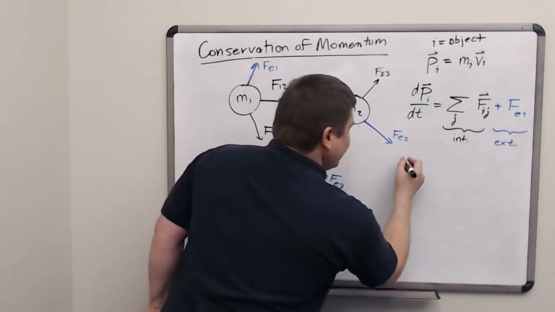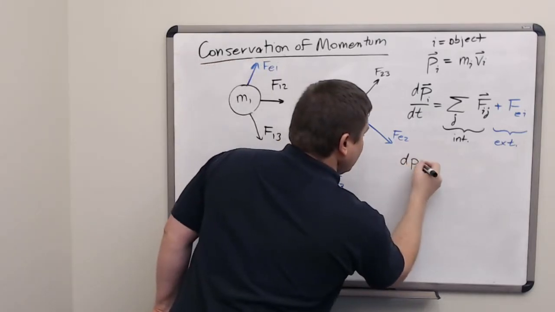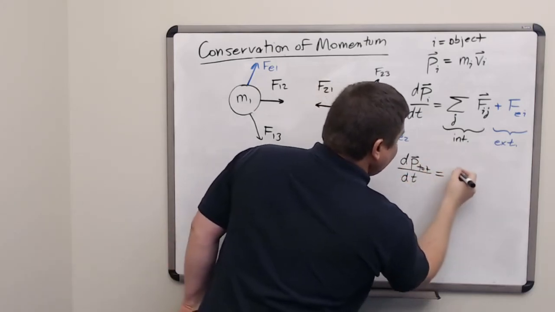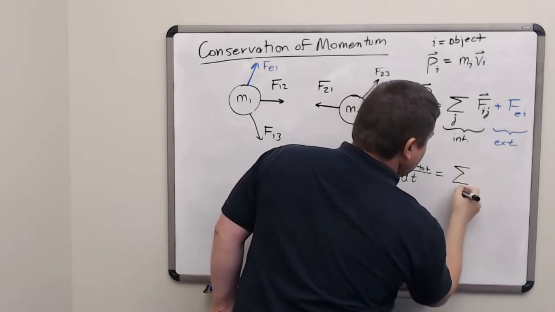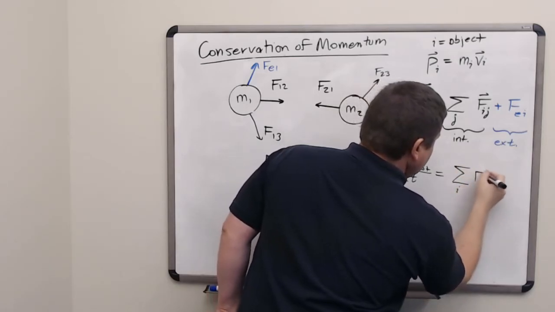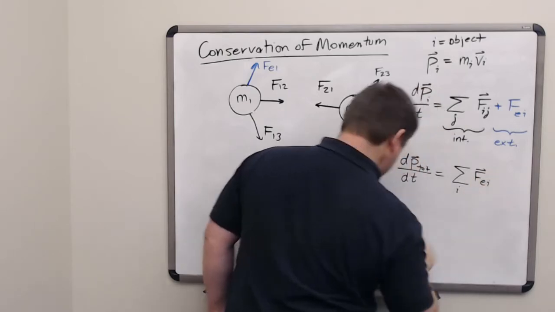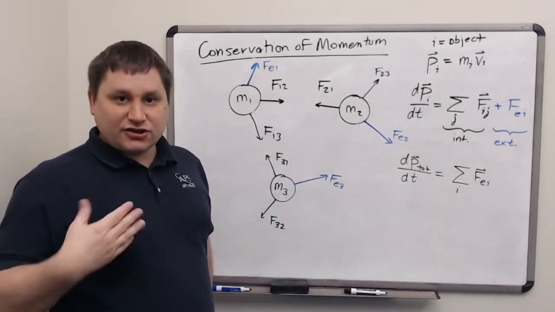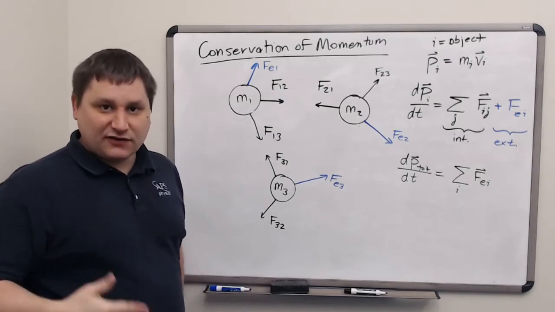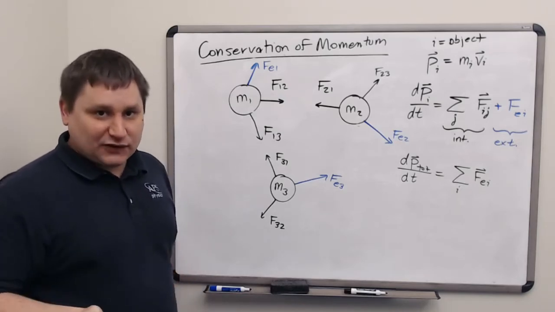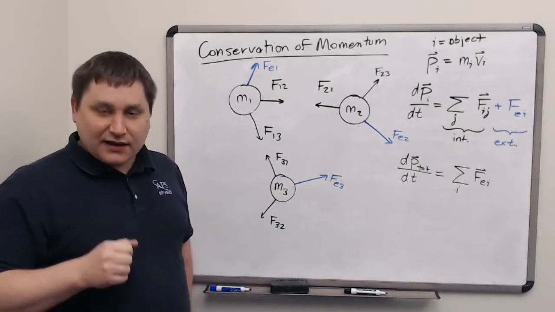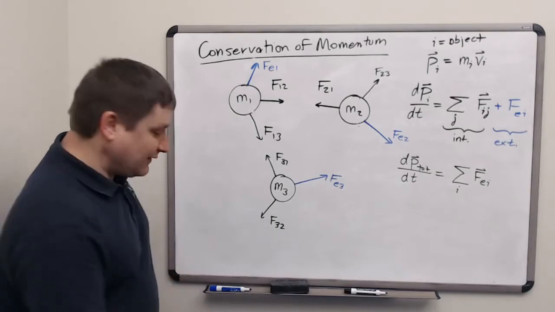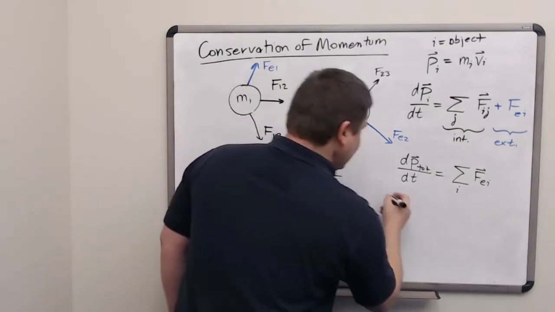Now our claim in this, what we want to show, is that the change in the total momentum of the system, the rate of change of the total momentum, is only influenced by the external forces. The internal forces make no difference towards the total momentum. So let's see how we can prove this.